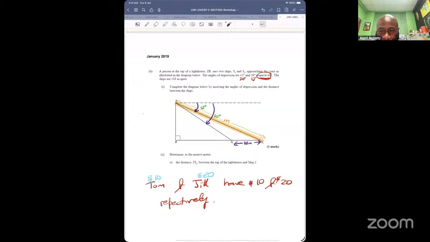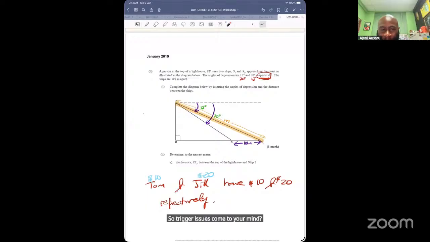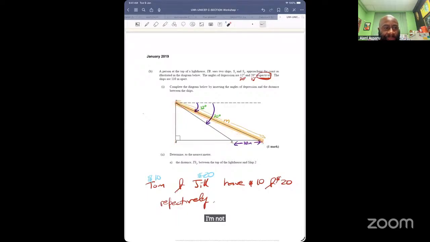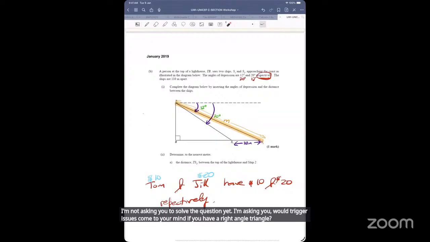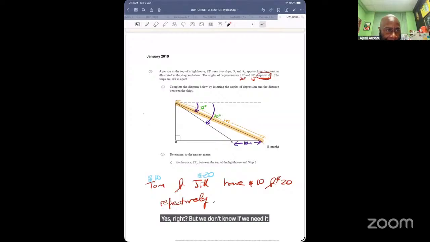So trig ratios come to your mind? No, I'm just asking you, do trig ratios come to your mind because you have a right angle triangle? Yes or no? That's all I'm asking. I'm not asking you to solve the question yet. Would trig ratios come to your mind if you have a right angle triangle? Yes, sir. Always. Right. But we don't know if we need it yet. Let us see.